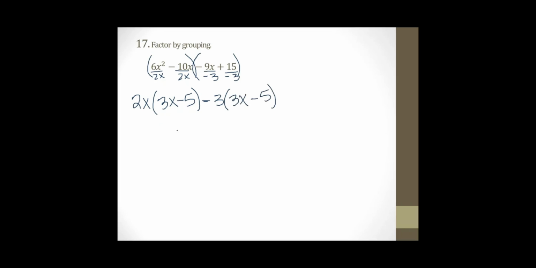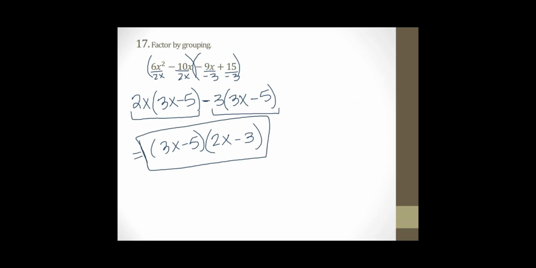So now that we have factored out the GCF from each pair, we're going to write what's in common between both of these, which would be 3x minus 5, and then just write what's left over on the outside, 2x minus 3. So we basically factored out 3x minus 5 and wrote it down, and when we factored it out, we were left with just 2x minus 3. So this is our final answer. We factor by grouping. And remember, you can always double check your factoring by multiplying your factors back together, and you should get the original problem that we started with.